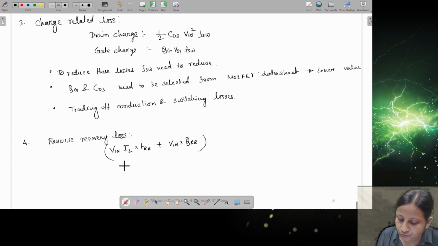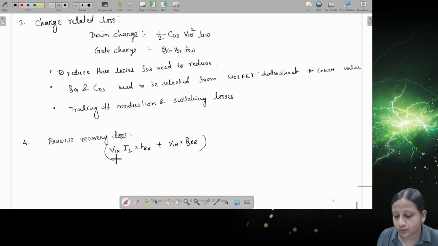There is no switching frequency parameter, so that is one thing we can see in this particular expression. Switching frequency will not come into the picture here, but the reverse recovery time and the reverse recovery charge will come from the selection of the particular device. The device will be selected according to the switching frequency, so accordingly we can select the device, check what the reverse recovery time and reverse recovery charge will be, and then calculate the reverse recovery loss.